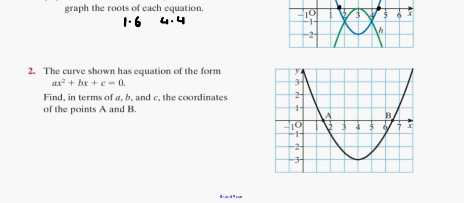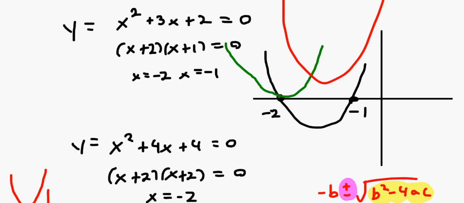Ooh. Interesting. The curve shows has the equation in the form ax squared plus bx plus c. Find in terms of a, b, and c the coordinates of points a and b. Alright. We're going to skip that one because I did it with the 5th years. And you really don't want to do that this year. Okay? It's not worth it. It's done online. Not worth it. Okay? No, I'm not going to give it to you that Christmas. Right? It's just a horrible question to do straight away. Right, let's go to something a bit easier.